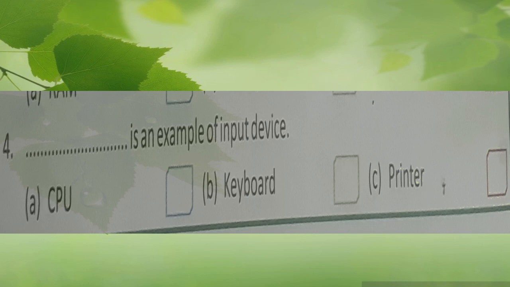Okay, now fourth question, dash is an example of input device. Here also we can see 3 options: CPU, keyboard, printer. In these 3, which device is used to give input? Through CPU we can give anything? No. That is the brain. And inside the CPU the processing step is taking place. So it is not an input device. Printer. Printer gives the output in printed form. So the right answer is keyboard. So put a tick mark inside that keyboard.